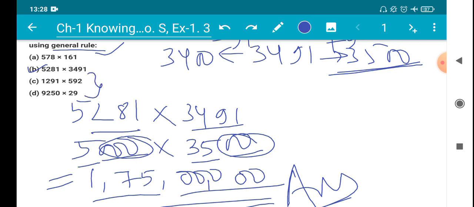Similarly, in parts C and D you will do it in a similar manner, and this will be a home assignment. Okay, so see you in the next class with the next chapter.